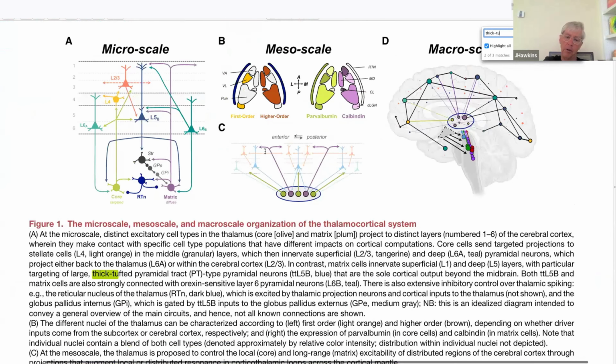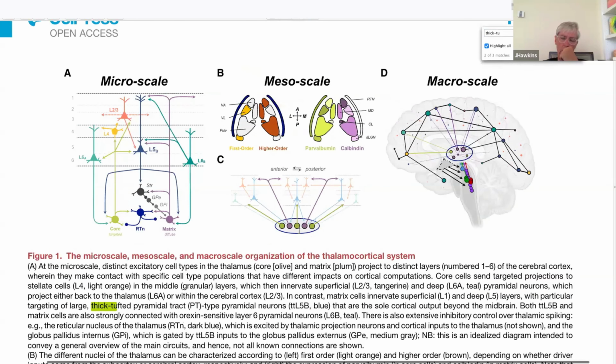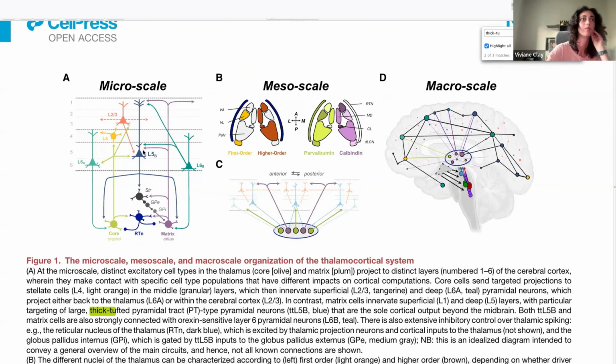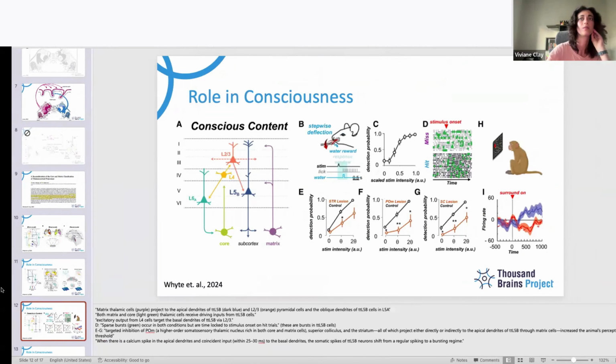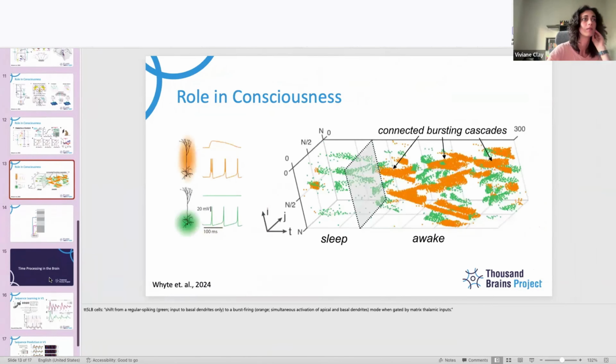We're getting really down in the weeds here, but this is an interesting paper. I think you're right that these are the motor output cells, in this case A5P, because here they say also that they are the sole cortical output beyond the midbrain. And yeah, so I think those are the motor output cells. Let me see if there were other things that I wanted to mention real quick.